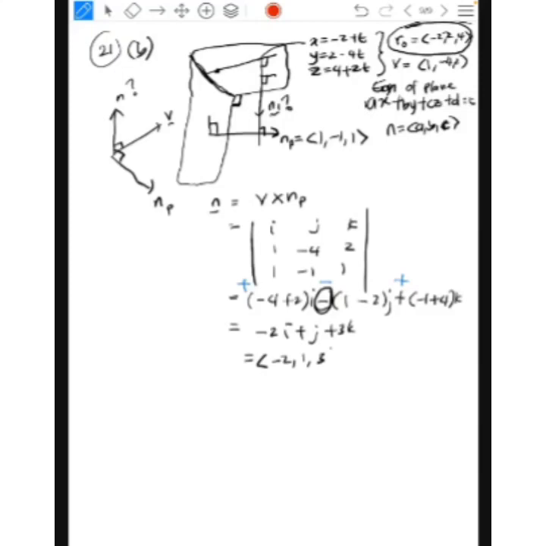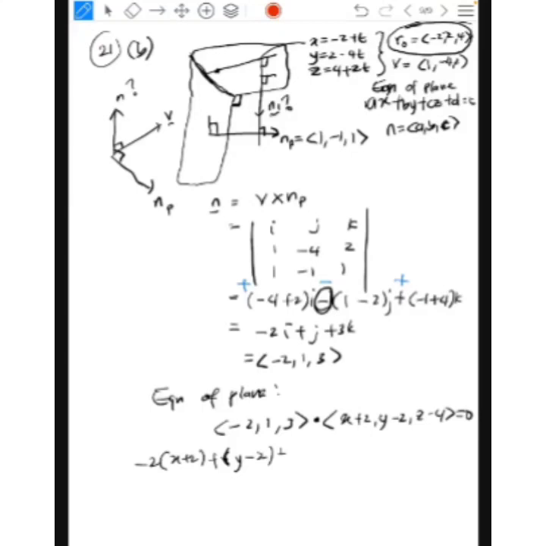Then you can already find the equation of plane, which is negative 2, 1, 3 dot with, use this R0, which is x plus 2, y minus 2, z minus 4, then equals to 0. And then 2 times 2 is negative 4, which is negative 80 equals to 0. So this is your answer.